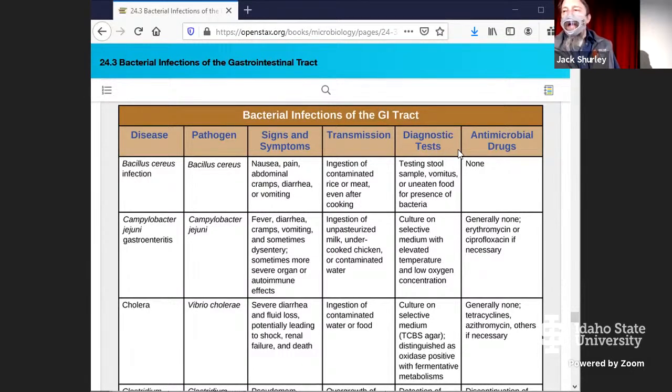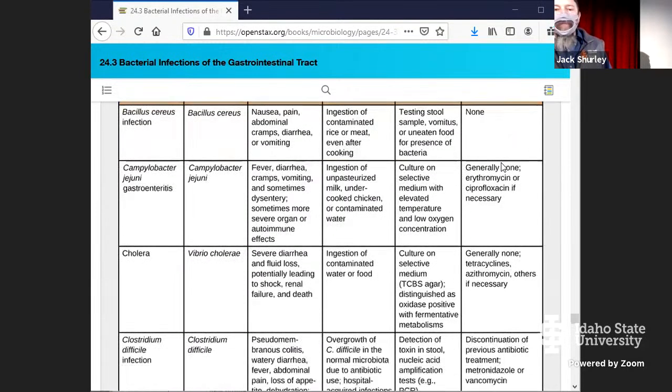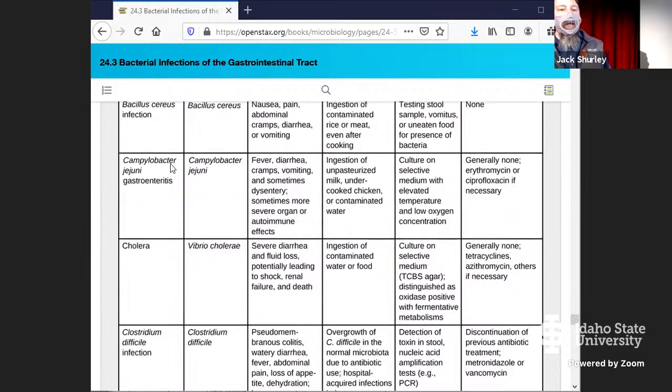Stool sample or vomitus if we're trying to look for the specific organism. If you've got the potential where there's some of the uneaten food left over, we could sample that as well and look for the presence of the bacteria. As far as treatment with this, it's self-limiting. So there are no drugs to treat that. Let it run its course.